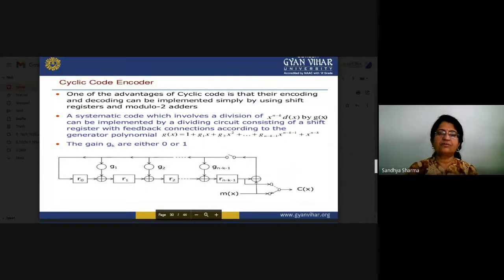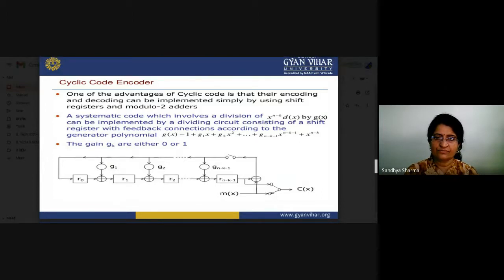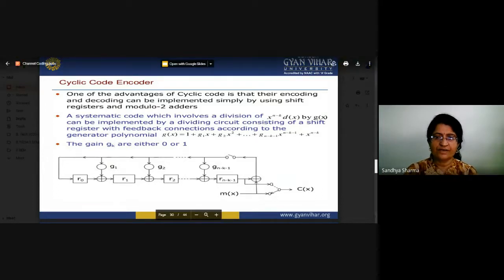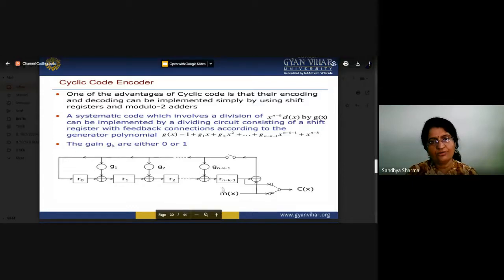This is a cyclic code encoder. That is basically a combination of shift registers. You can see here g1 r1, g2 r2, and so on. You are given the message signal m(x), and there is a feedback. The systematic code, which involves a division of x^(n-k) d(x) by g(x), can be implemented by a dividing circuit consisting of a shift register. So that is how you can design your cyclic code encoder.